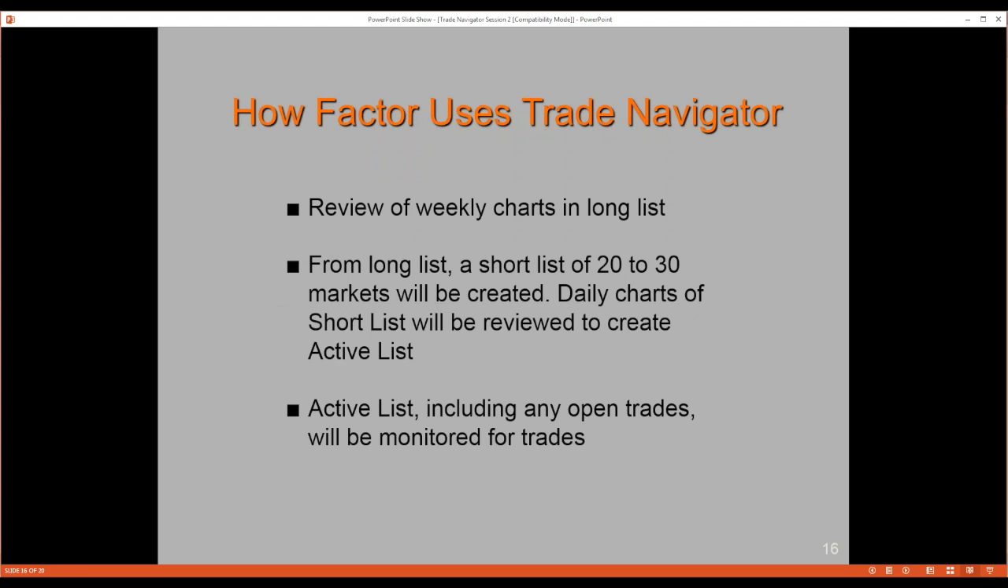Okay, I want to go through how Factor uses Trade Navigator. What we do is we go through and review the weekly charts of what we call the long list, and I'll show you that in a minute. From the long list, we create what we call the short list of 20 to 30 markets that on the weekly chart have grabbed our attention. They've stood out. There's something about the chart that we look at.